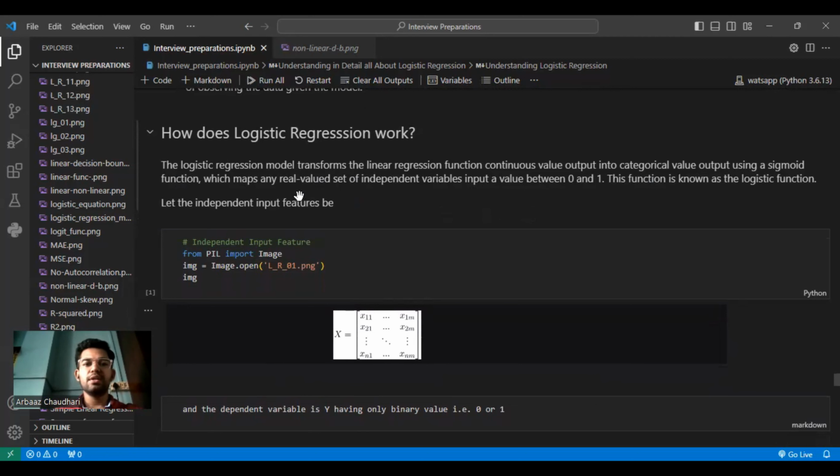Which maps any real value set of independent variable input to a value between 0 and 1. So who is doing that? Sigmoid function, logistic function, or S-shaped curve. All these three names belong to the same function. These three terms are the same. This function is also called the logistic function.